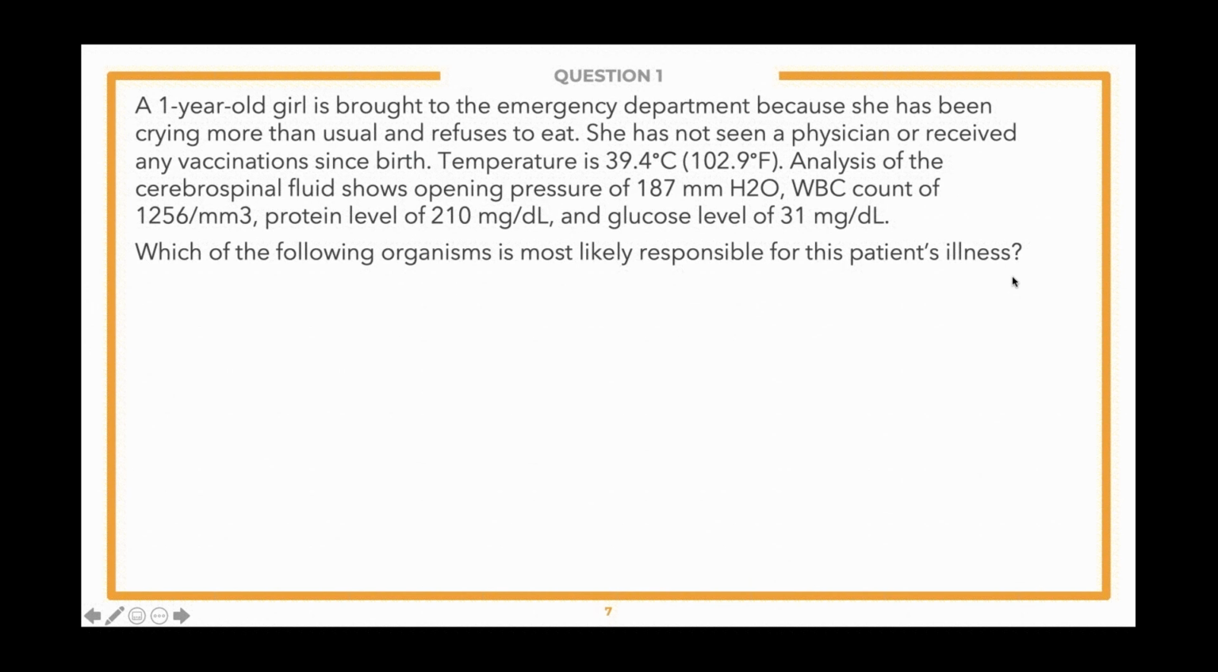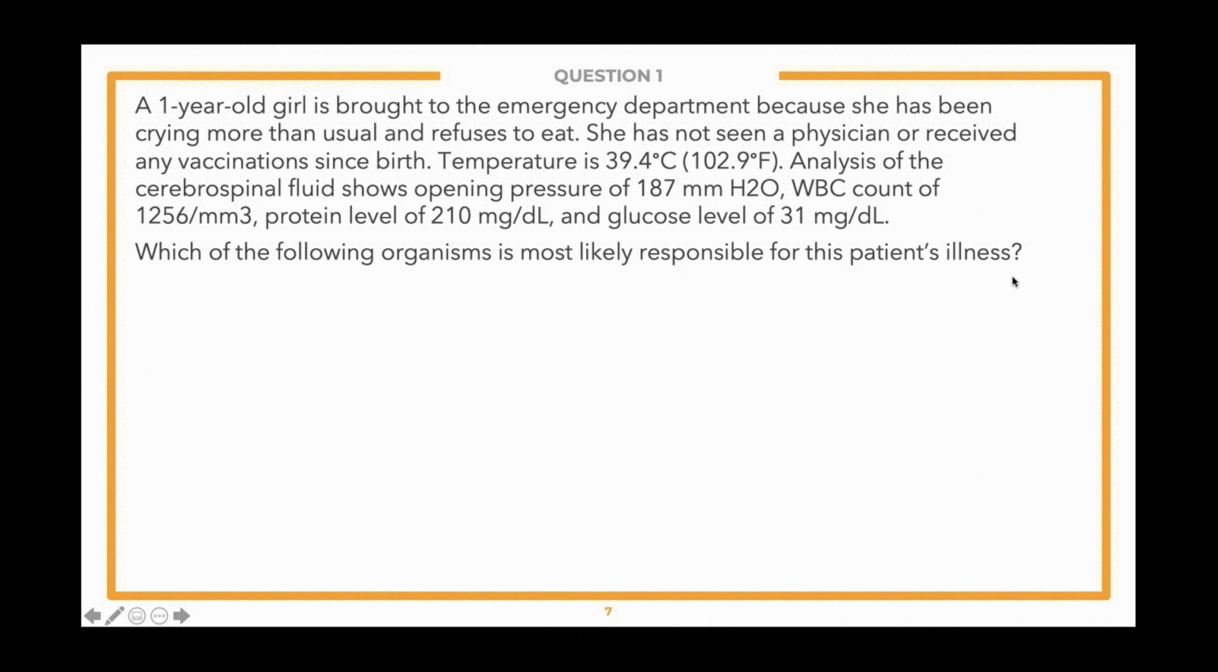After that, we'd like to begin with the lead-in, which is the last sentence or the question itself. And the reason we do that is because we want you to know what the test writer is asking. This way, as you're reading that vignette, you can pick up on all of those relevant clues and not have to reread that question and waste time on test day. So let's take a look at that lead-in now. Which of the following organisms is most likely responsible for this patient's illness?